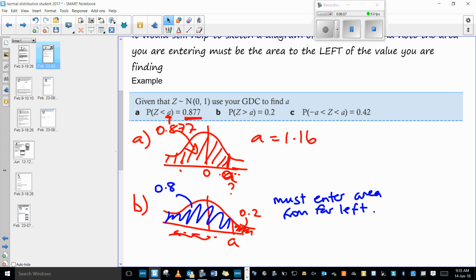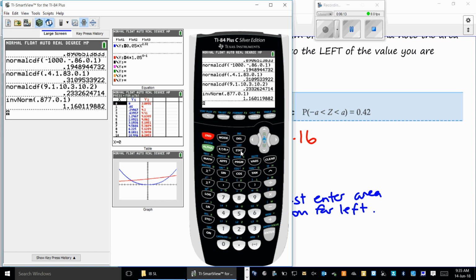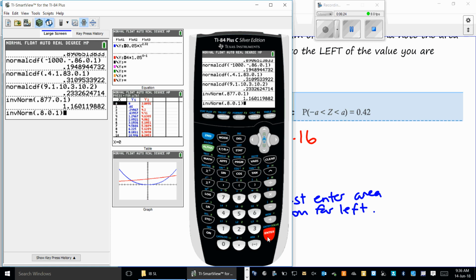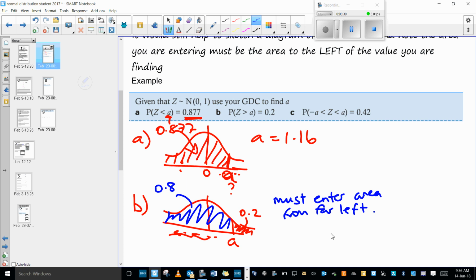So if we were to do that, again, wrong button, Miss H. So inverse normal, and we're putting 0.8. And we've got 0.842. So far, so good.